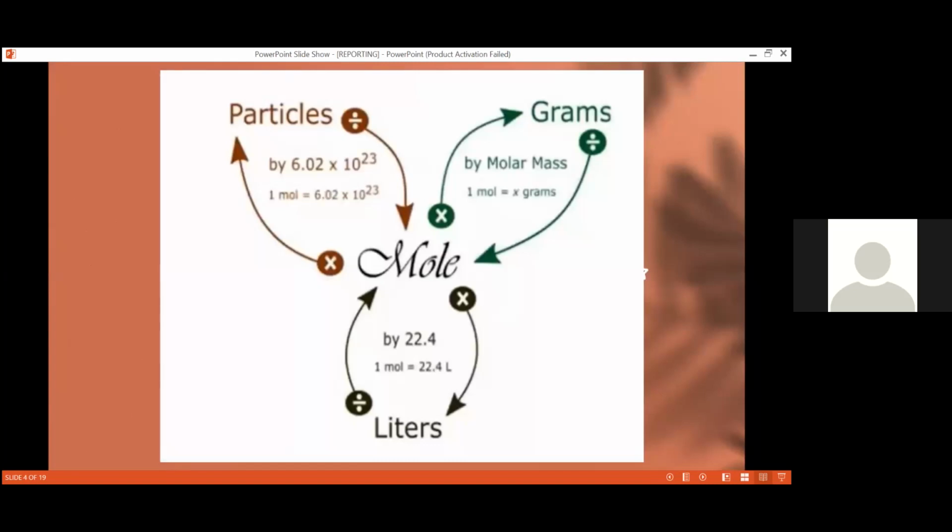So kari siya, mao lang na siya ang apil na mo siya para mechanic map para ma-remember lang nato kung unsa jud ang iyang mga sa particles, sa grams and sa liters.